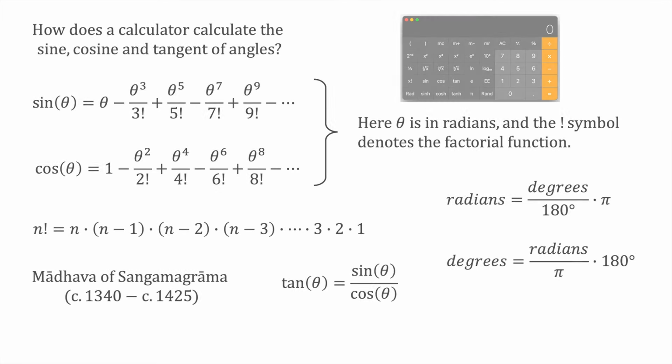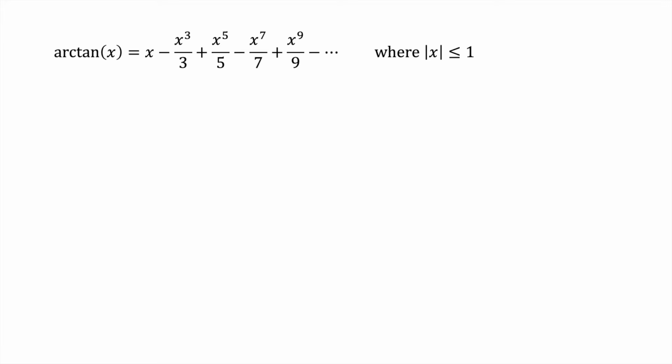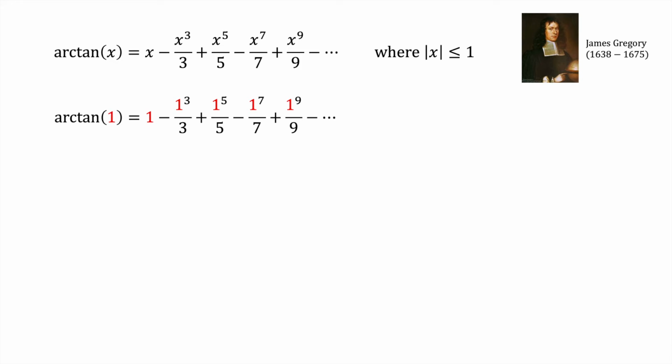Madhava also discovered the following arctangent formula. This formula was later rediscovered by the English mathematician James Gregory in 1671. The formula allows us to find an angle given a particular ratio whose absolute magnitude is less than or equal to 1. This formula is interesting because if we let x equal 1, then we get the following. Now the angle whose arctangent is 1 is the angle 45 degrees, or pi divided by 4 radians.